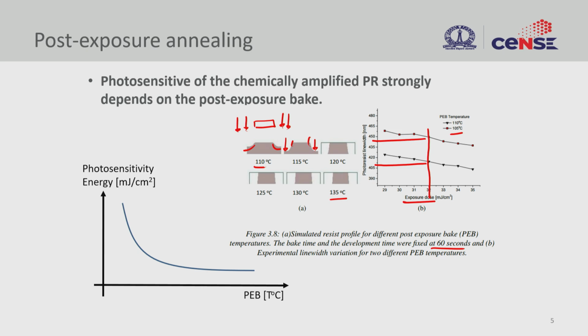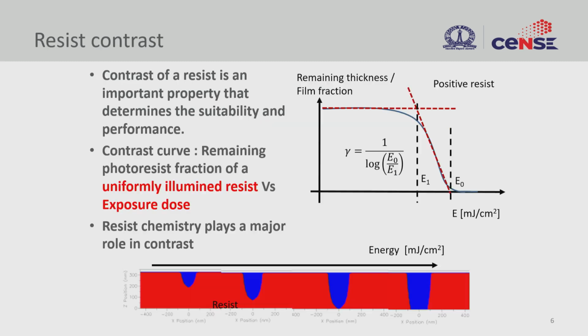So this tells us the importance of post-exposure bake for chemically amplified resist in particular. But this also applies for some of the unamplified resist, where post-exposure bake is important to get the right CD, particularly electron beam lithography. So the next property of resist is contrast, right? How much energy is required in order to expose the material.